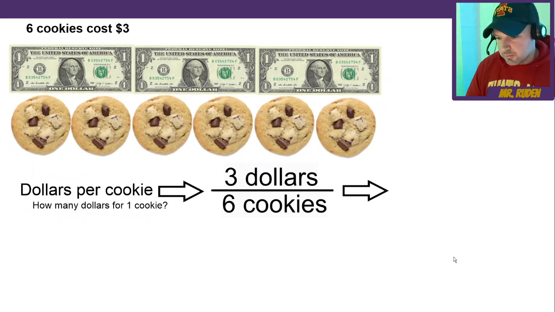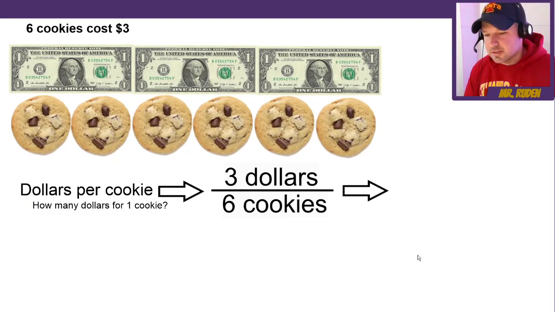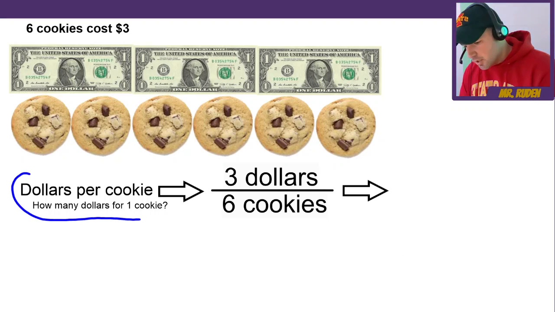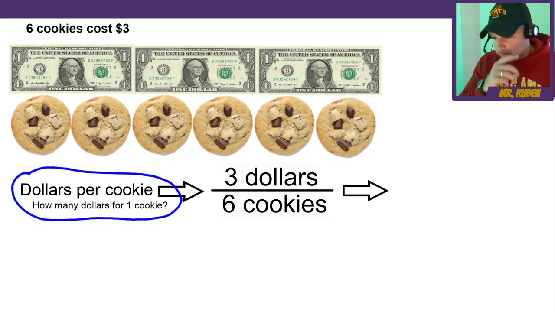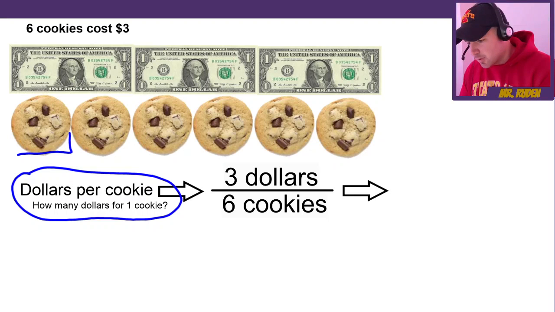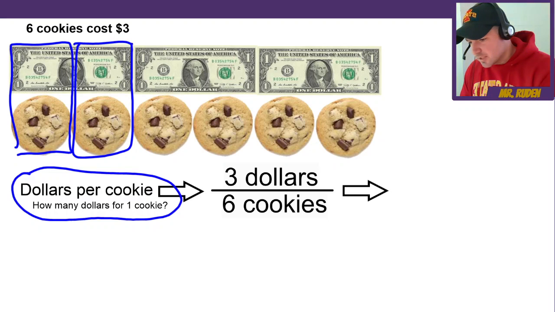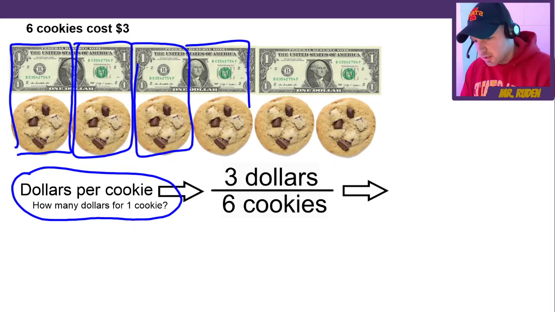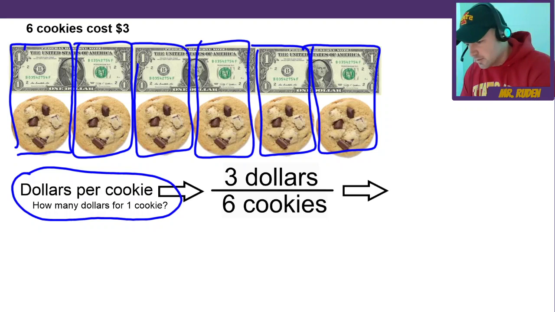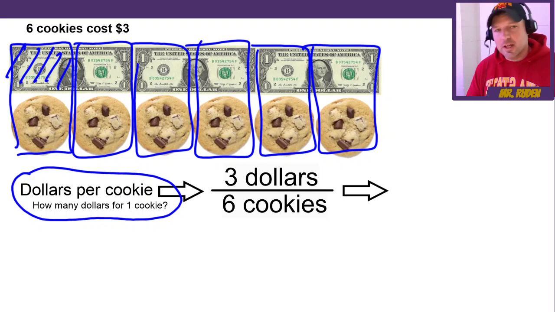Now what if I were to reverse this situation? I still have the 6 cookies that cost $3, but now I want to know how many dollars per cookie. So now I'm going to put these into groups of 1 cookie. Now my unit is just cookies. If I put this into groups of 1 cookie, how many dollars does each cookie cover? It looks like it's about half of $1. So every cookie covers half of one of the dollars.